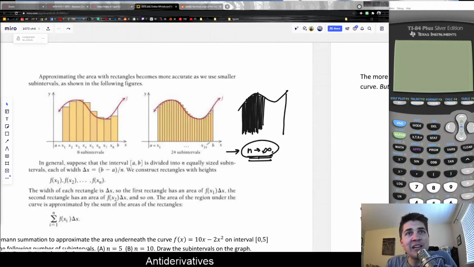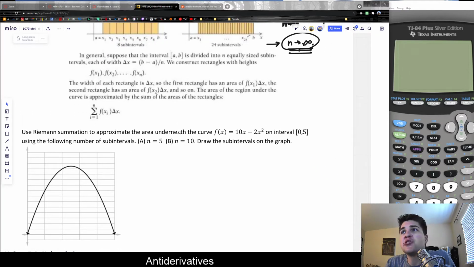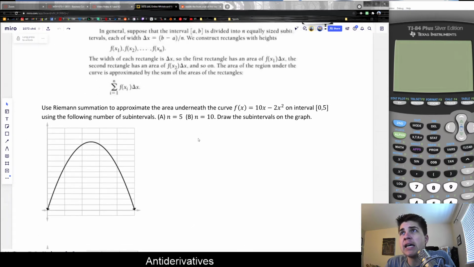In the last video, I talked way too much about what a Riemann sum is and what it means. Let's actually do some math. Let's try an example. This one says use Riemann summation to approximate the area underneath the curve f of x is equal to 10x minus 2x squared on the interval 0 to 5 using the following number of subintervals.